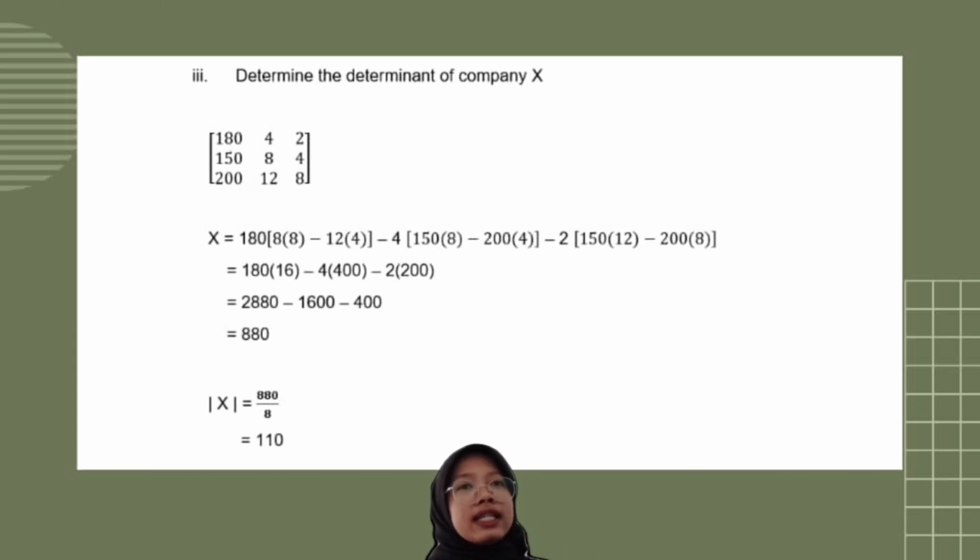So after we determine the determinant of X, we need to find X. How to find it? The determinant of X is divided by the determinant of the matrix. So 880 divided by 8 equals 110. That is the answer for X.